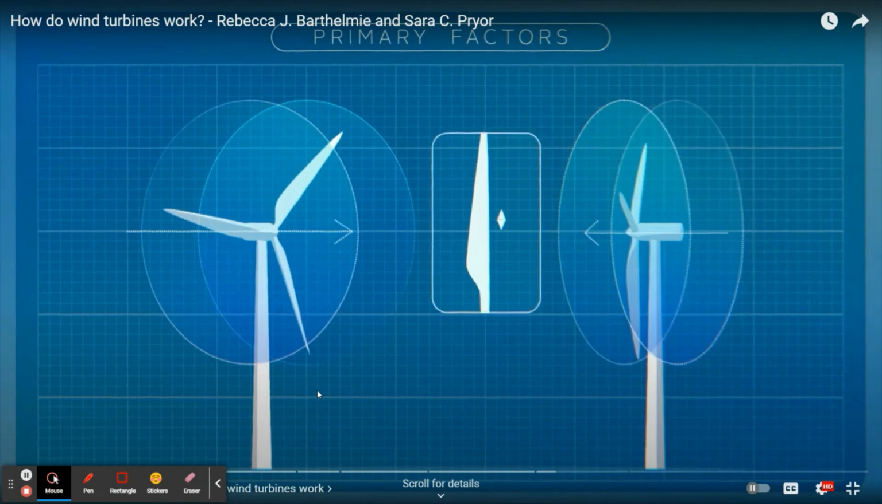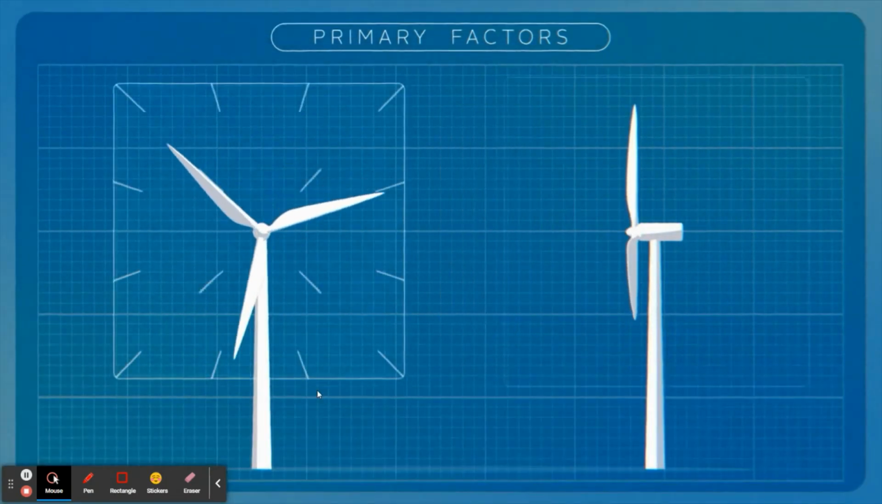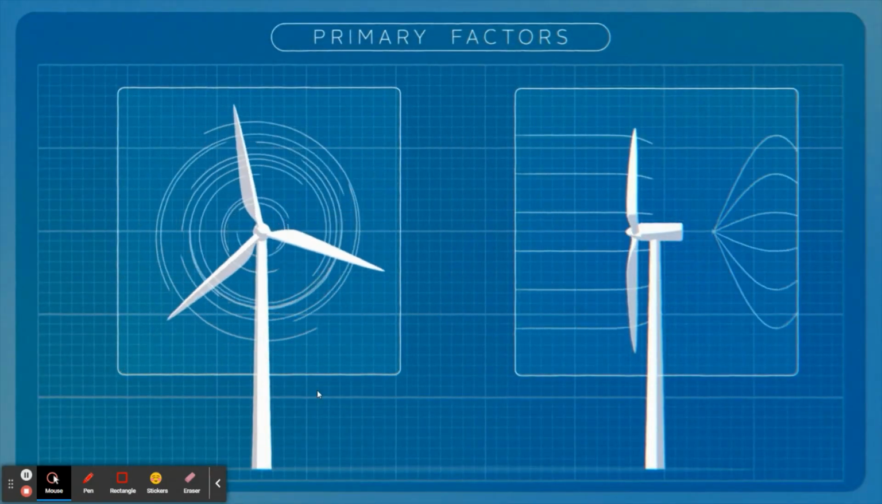There are three factors that contribute to the amount of energy produced. The orientation and size of the blades, the aerodynamic design of the blades, and the amount of wind turning the rotor.